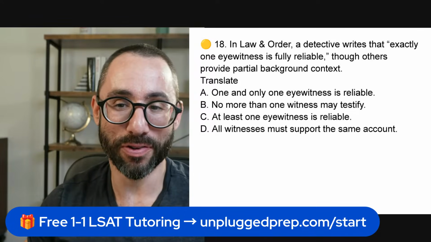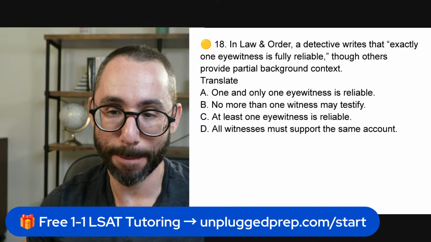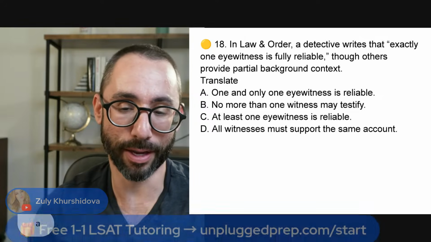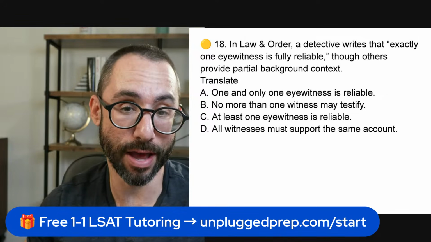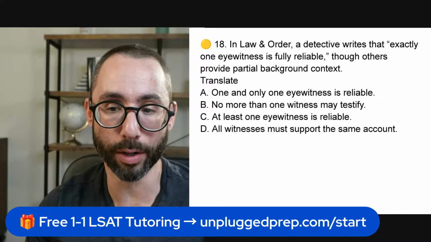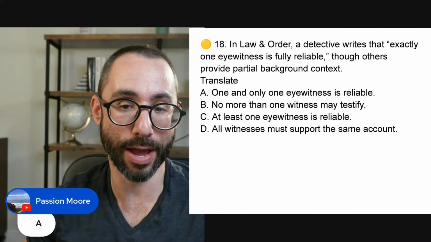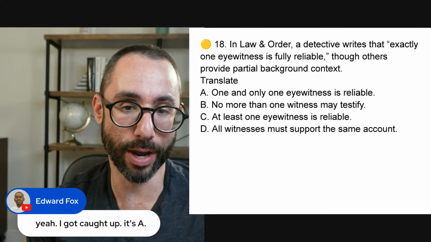So I saw some folks saying C initially, now switching to A. Osvaldo says A. Valentina says A. Zuli says A. The answer is in fact A. Yes, well done. One and only one equals exactly, meaning reliable. Yes, so A is the answer. I see folks are getting it.